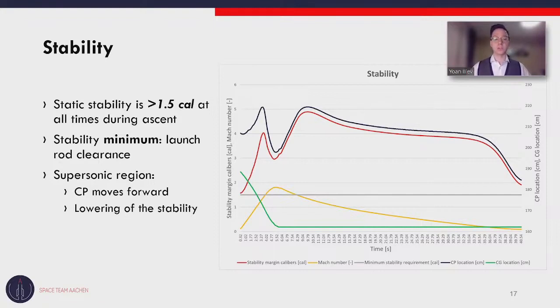The center of pressure drops back forward, which brings the stability to lower levels, but it's still nothing too significant. It only dropped to 3 body calibers. After that, we start to slow down. With this, the stability increases again. And then with further slowdown in the subsonic region, it decreases further until it reaches its final values. Next slide, please.